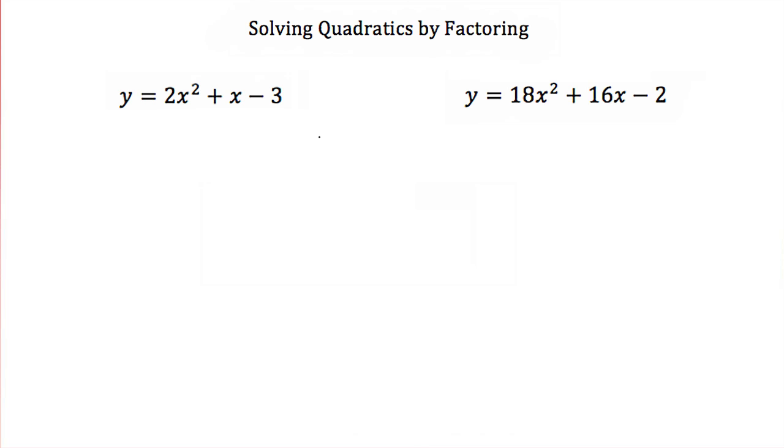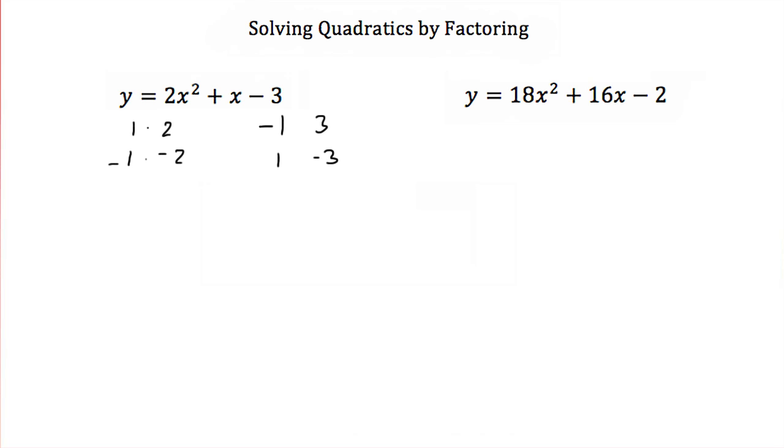If I have y is equal to 2x squared plus x minus 3, I need to think of all the factors that I can get 2. Well, I can get 2 by multiplying 1 times 2, or negative 1 times negative 2. And then I have to think about all the factors of negative 3. I can get negative 3 by multiplying a negative 1 times 3, or a positive 1 times negative 3.